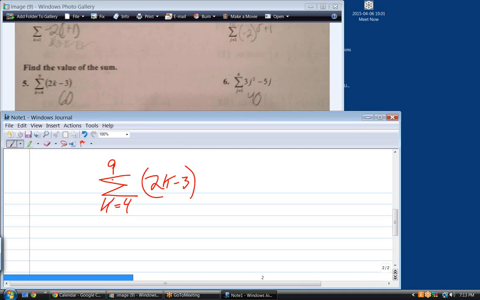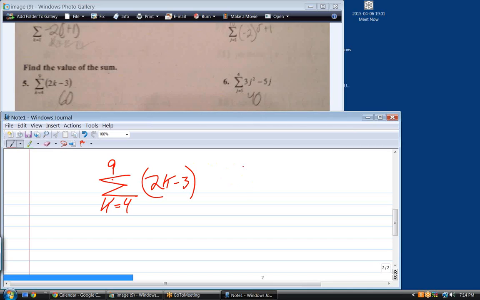There's only 6 terms. When k goes from 4 to 9, you always have the difference plus 1 as how many terms you have. In other words, k goes 4, 5, 6, 7, 8, 9. That's 6 terms. So the hard way would be to list out each term and add them up. If we know that this is an arithmetic or a geometric series, then we have formulas for figuring out the sum, and we could use those. But these aren't necessarily arithmetic or geometric.